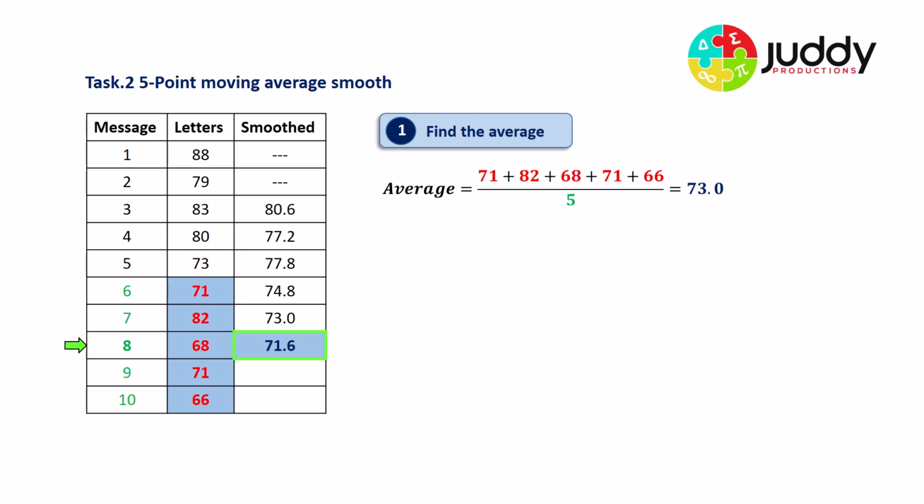Now I can't go below that because I don't have 5 data points to actually do a 5-point moving average. Likewise, at the top, I can't go above message 1 to produce a 5-point moving average centered against message 1 or message 2. So that's the end of the data.